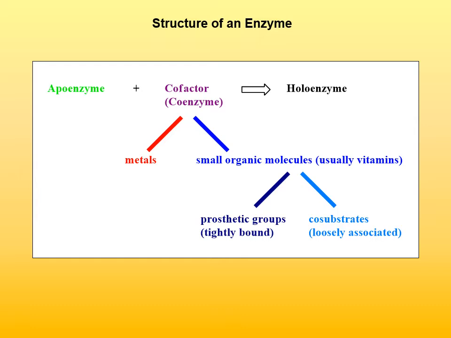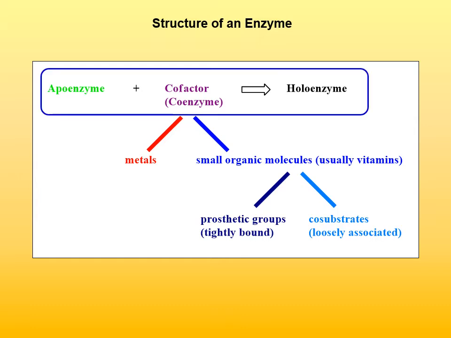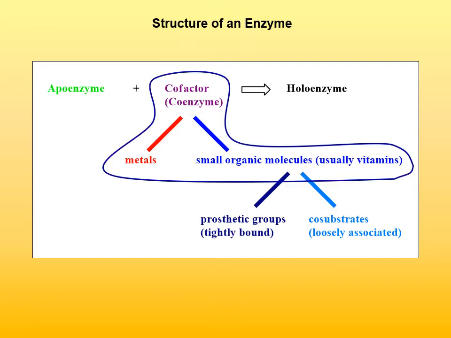When we look at the structure of an enzyme, it is typically composed of a protein part, which is called apoenzyme, and a cofactor, which is a non-protein component, and it's called coenzyme. Together they form the holoenzyme. Typically we call the holoenzyme just the enzyme. Now a cofactor, the non-protein part, could be either a metal or some small organic molecule, typically a vitamin.